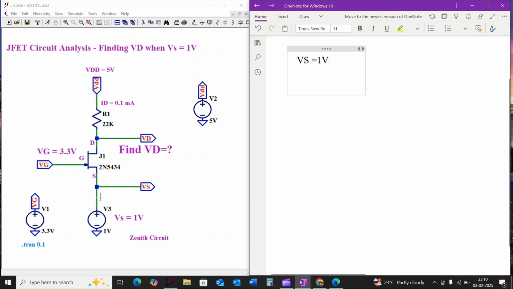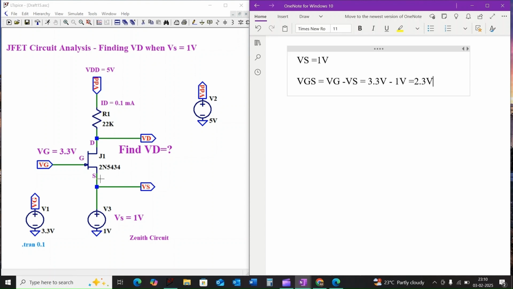And we know that the gate voltage Vg is fixed. This is 3.3 volts from V1, and the Vs is 1 volt from V3. Therefore, the VGS is equal to Vg minus Vs, which is equal to 3.3 volts minus 1 volt, which is equal to 2.3 volts.